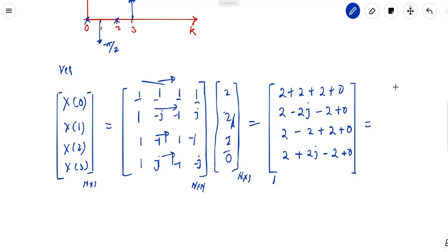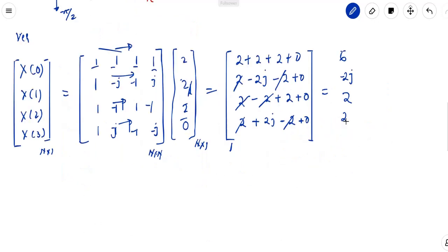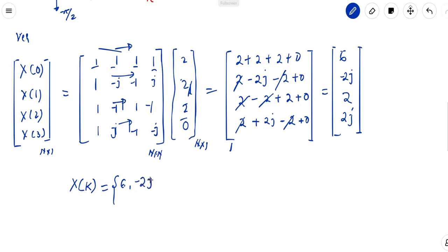If I add this, I'm going to get 6. In the second, this one and this one get cancelled, so this becomes minus 2j. For the next value, this and this get cancelled, so you get 2. Again this value and this value get cancelled, so you get 2j. Now you can compare what we have got here and there. It is the same values. This is how, within 2 or 3 seconds, you can check whether the values you have got using the DFT formula are correct. Okay, so it is the same.